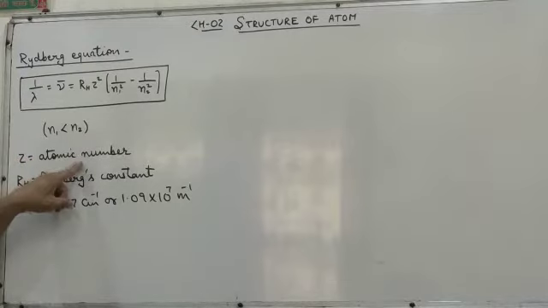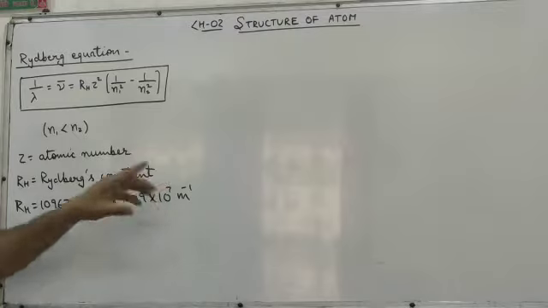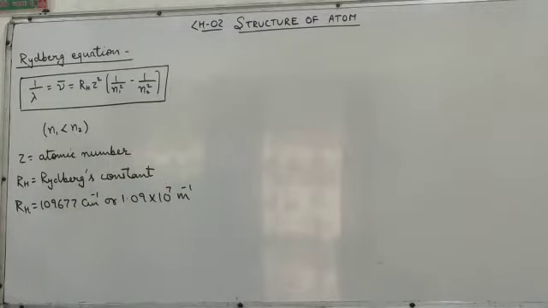Z is the atomic number. Rh is the Rydberg constant whose value is 109677 centimeter inverse, or 1.09 into 10 raised to power 7 meter inverse. This formula is used to calculate the wavelength or wave number associated with a transition between n1 and n2. One thing must be noted: for the limiting line, the value of n2 is taken to be infinity.